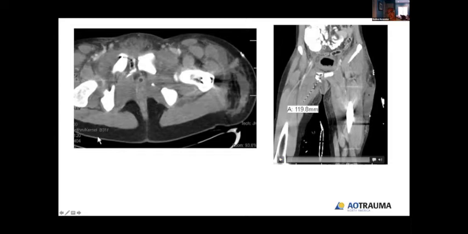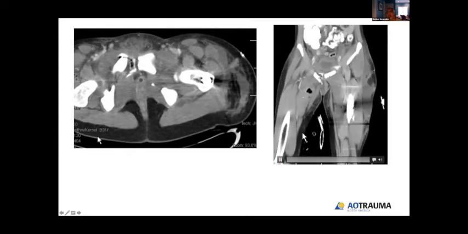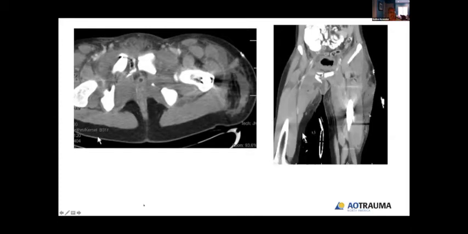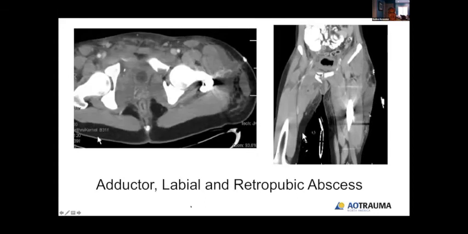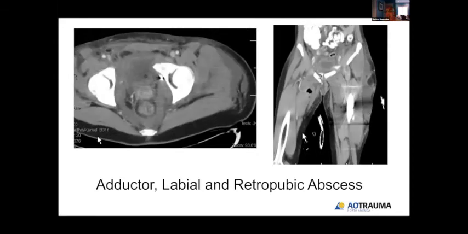And then on this image, you can see an abscess in the adductor region. So she had adductor, labial, and retropubic abscesses, and this obviously was concerning and changed our plan.